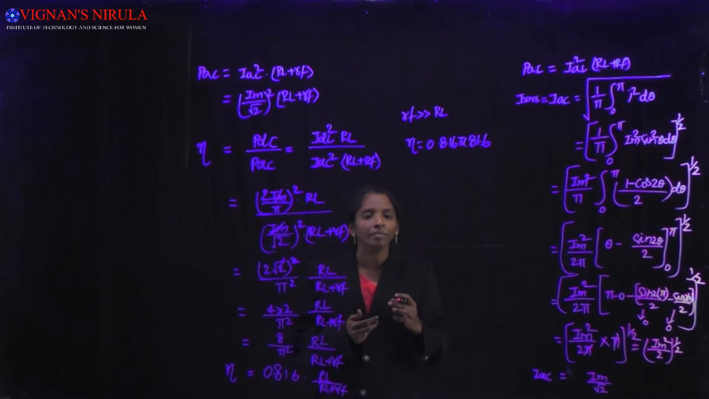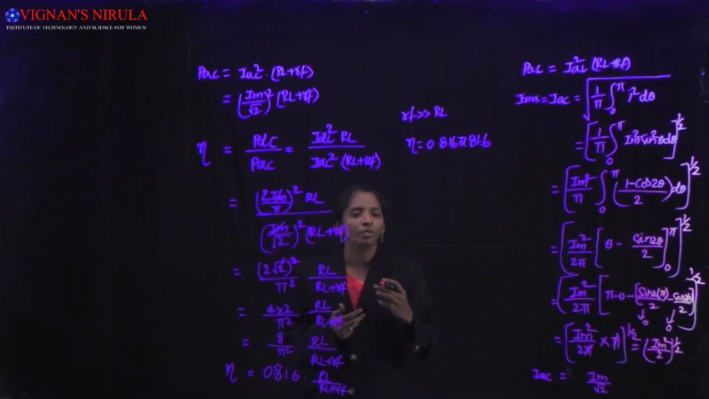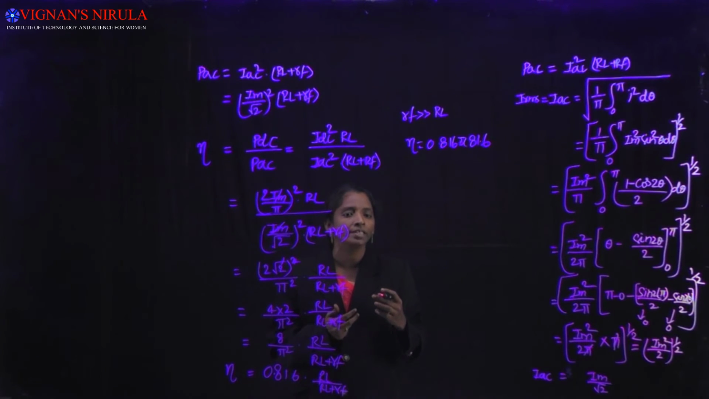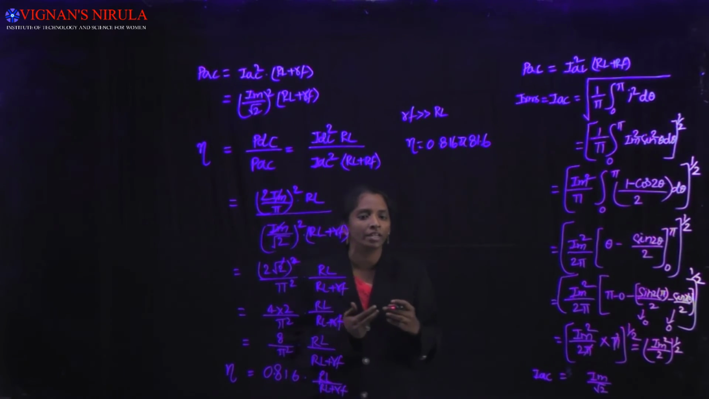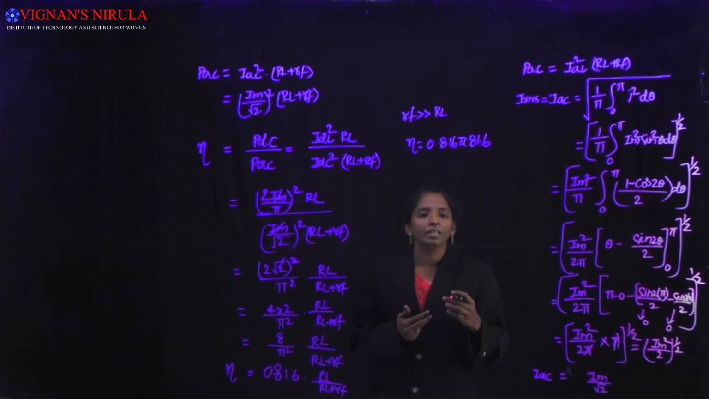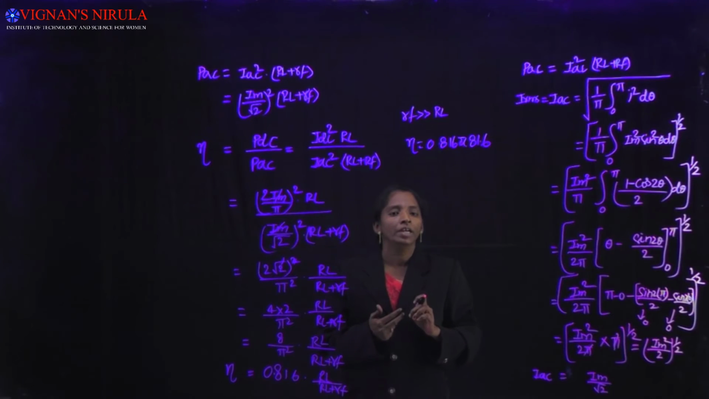That's why we are using full wave rectifier in most of the applications, because the conversion of AC to DC is more in full wave rectifier, because it operates in both the half cycles, during positive half cycle and during negative half cycle. So that's why we are getting efficiency equal to 81.6, but in half wave rectifier it is only 40.6. So when compared to half wave rectifier, full wave rectifier is more efficient. So that's why we are using full wave rectifier in most of the applications.